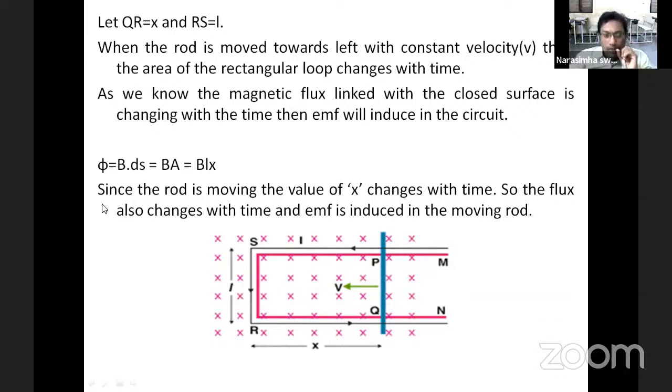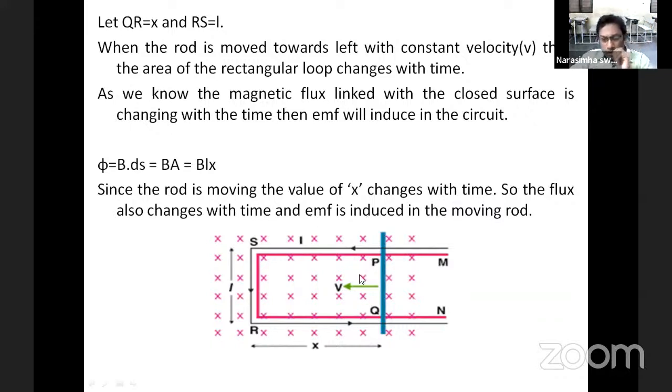Now, since the rod is moving, observe this. Since the rod is moving, the value of x changes with time. See, this is moving like this, then x also changes. X is initially, for example, 10 centimeters. Then as this is decreasing, it will become 9, 8, 7, like this. So x is changing with respect to time, the flux also changes with time, and EMF is induced in the moving rod.